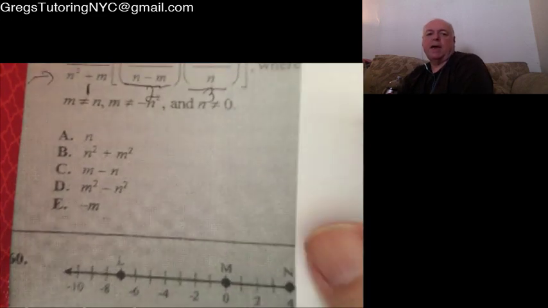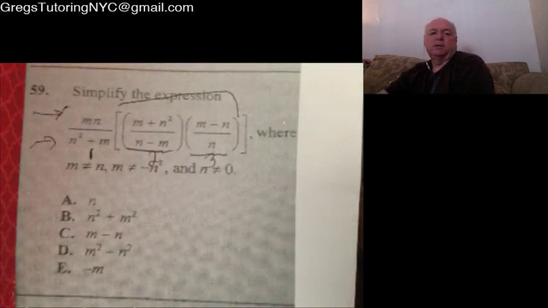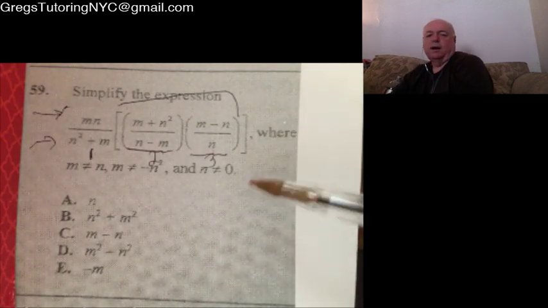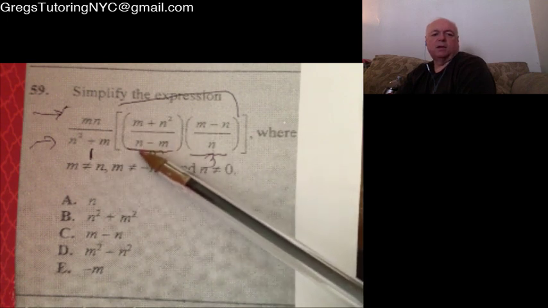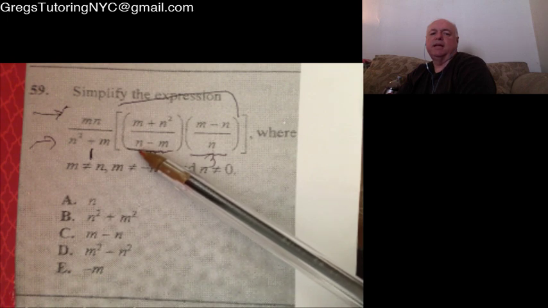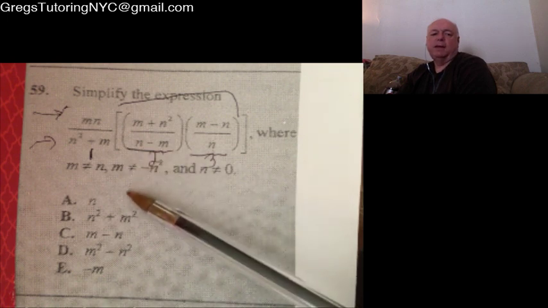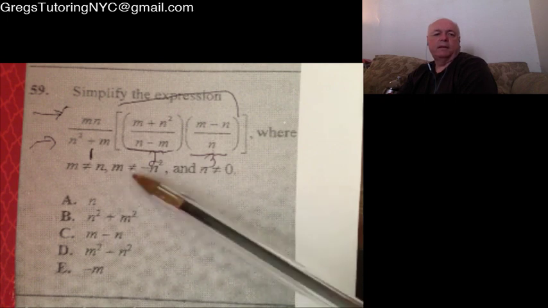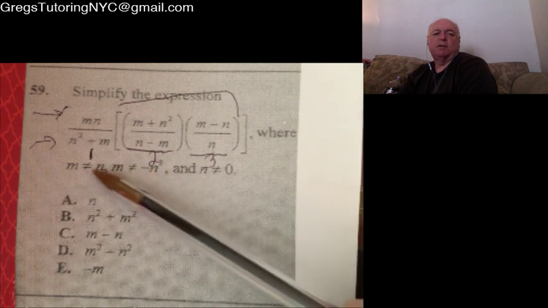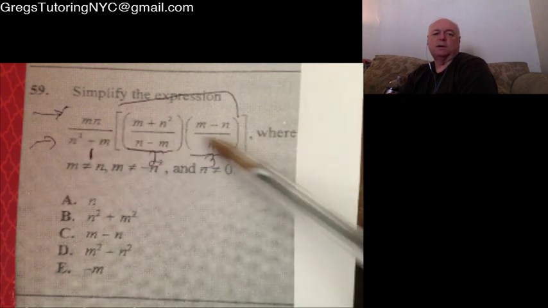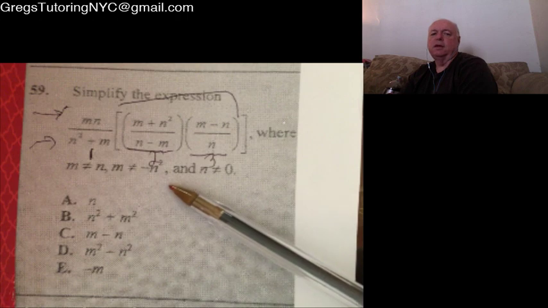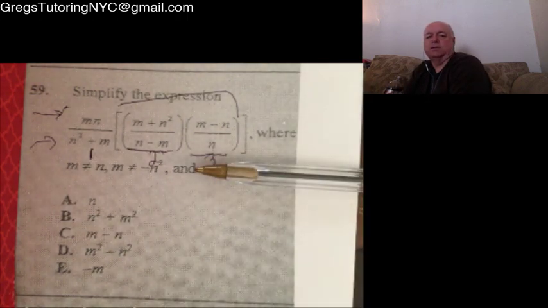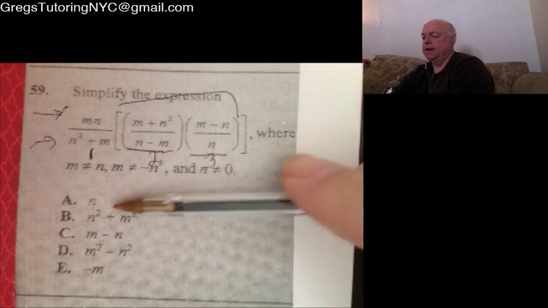So let's back off a second, because we're still looking at the illustration. It says simplify this expression, where m can't be equal to n. That's this one here, because if it was, the denominator would be 0, and that's undefined. m is not equal to minus n squared, because that would make this one 0. And n is not equal to 0, because that one would be 0. So they ruled out all the cases where it could be undefined, so that the integrity of the question is sound.